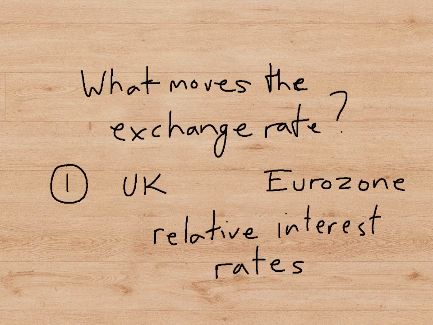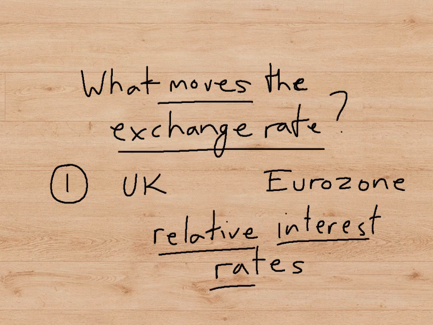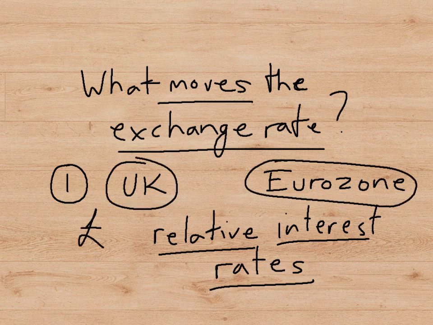So we have to ask ourselves, what causes the demand or supply curve of the currency to move, and therefore what moves the exchange rate? Perhaps the most important short-term factor is relative interest rates between the two countries that we are talking about. So for example, if we're talking about the pound against the euro, we would be looking at relative interest rates between the United Kingdom and the Eurozone.